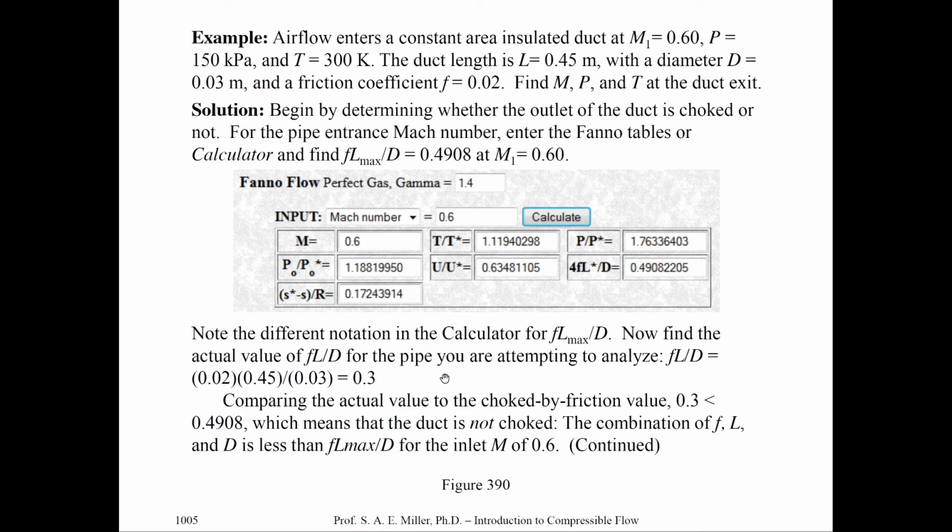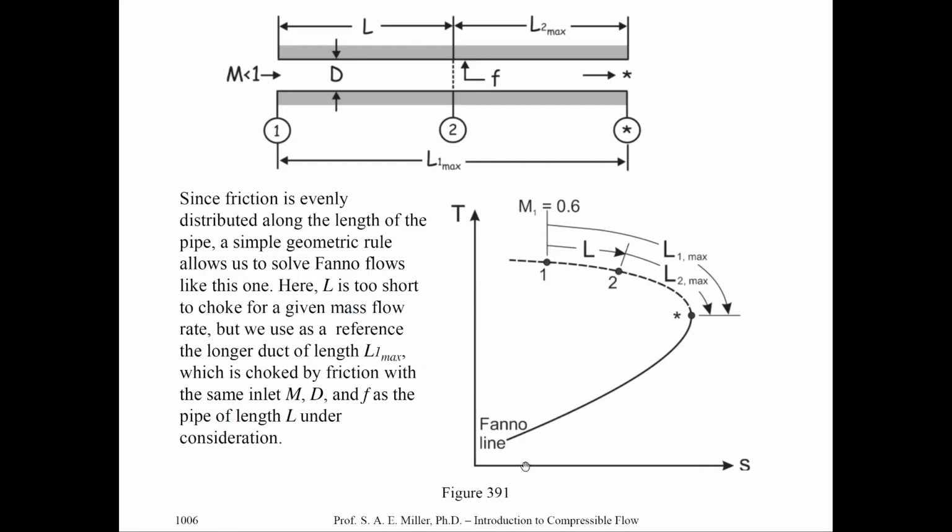So if we compare the actual FL over D with that which is choked for the given problem, we'll find that 0.3 is indeed less than 0.4908, which means that the flow from Fanno flow is not choked for the given actual length of 0.45 meters. This means this particular combination of FL over D is less than FL max over D for the inlet Mach number of 0.6. Let's illustrate this graphically for the Fanno flow problem so that you can understand the graphical solution.